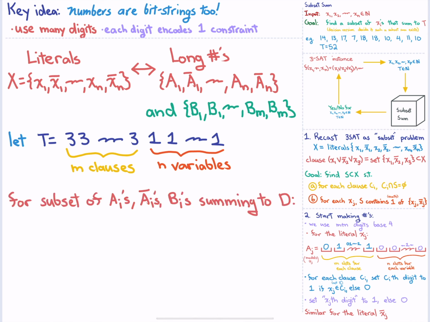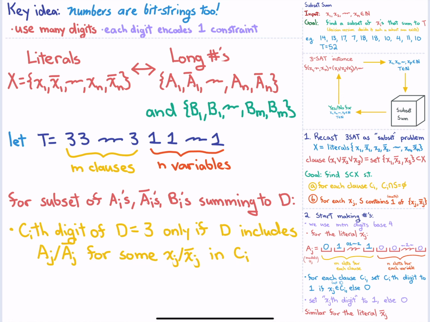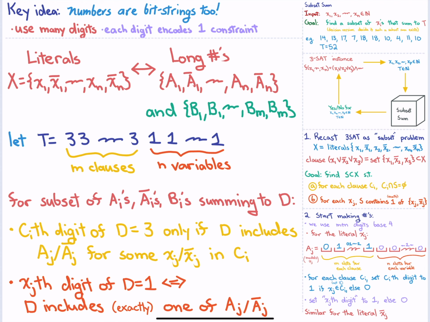Now if you have some subset of the Ais, Ai bars, and Bjs that sum to, say, T, we know that for a clause, that digit will be 3 if and only if you have at least one of the literals, Aj or Aj bar. And for each variable, that corresponding digit is 1 if and only if you have exactly one of Aj or Aj bar for that variable xj. So we're encoding one constraint in every digit.